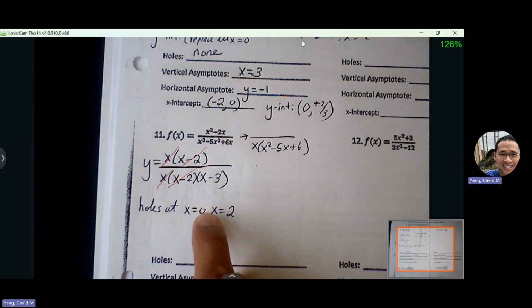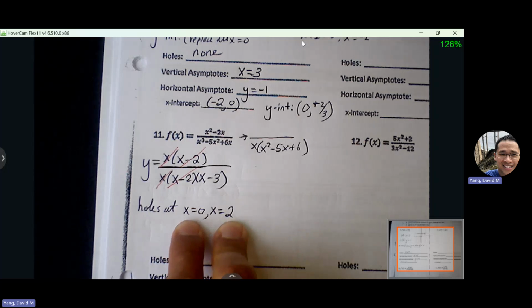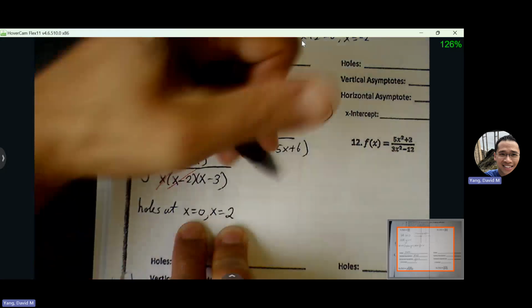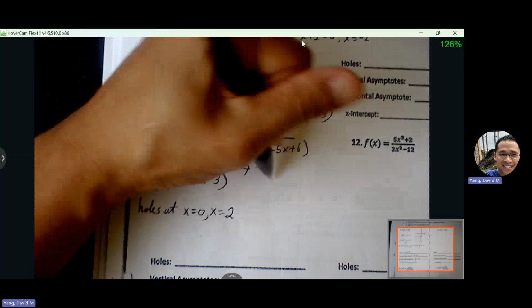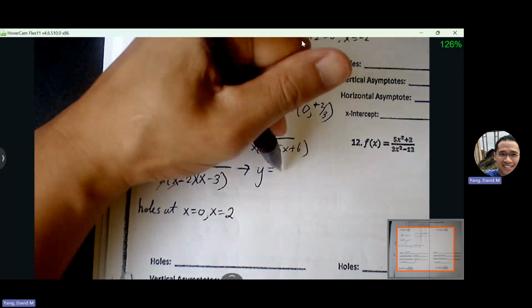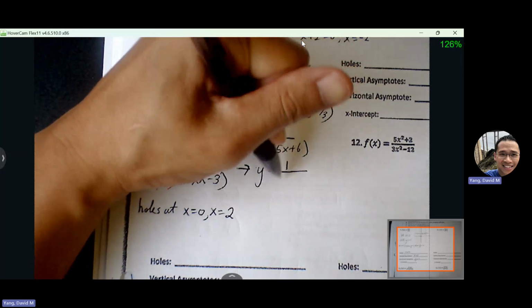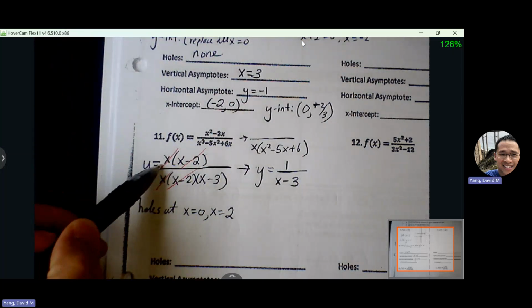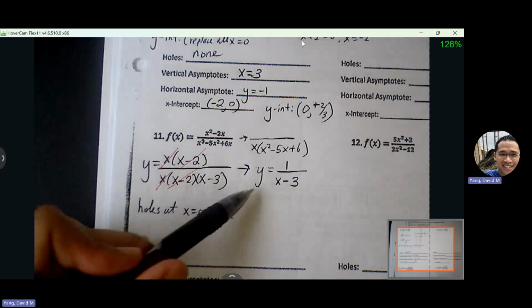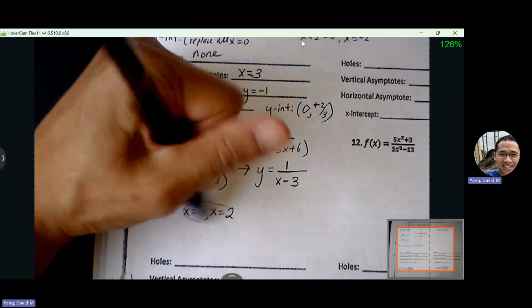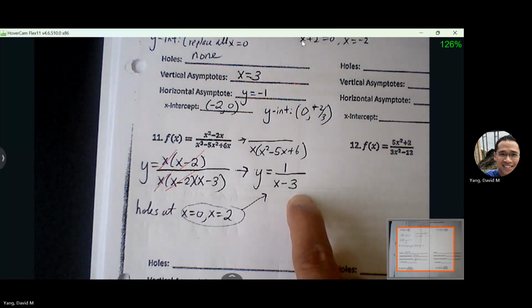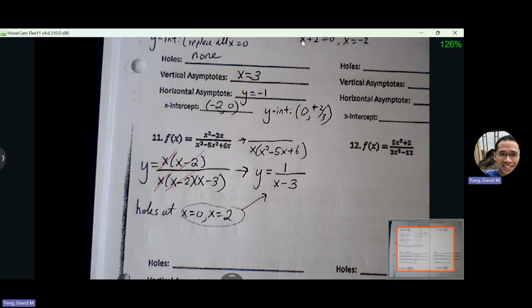Remember, a hole is an ordered pair, right? There is an open circle. So we know the x value of the hole. We don't know the y value of the hole yet. The way you would find the y value of the hole is you create your reduced expression with the holes removed. So there's a 1 left over in the numerator. The denominator just leaves me with x minus 3. And we can plug the 0 and 2 separately into the reduced expression. And that will tell us the y value of that hole.